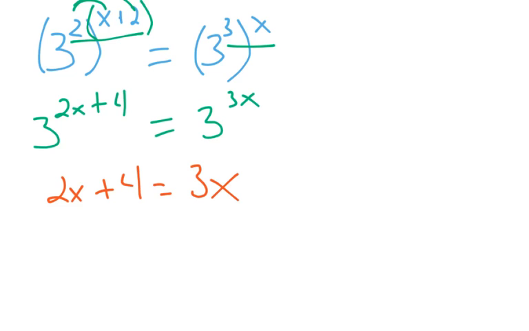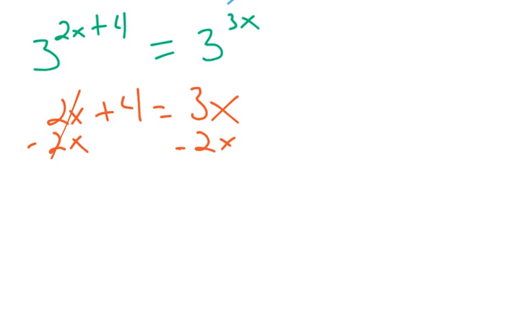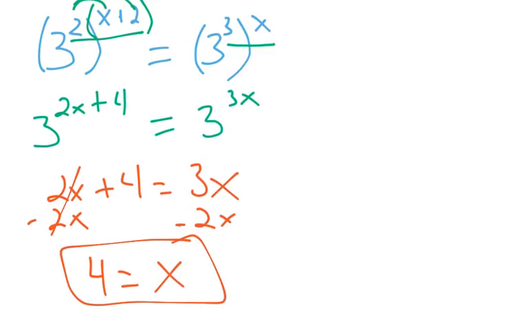Now we can solve. Since the variable is alone over here, I'm going to take the 2x and bring it over to the 3x. I'm going to do that by subtracting it, since it's positive 2x. Subtract 2x. The 2x is canceled there, just left with 4. 3x minus 2x is 1x, and we are done solving.